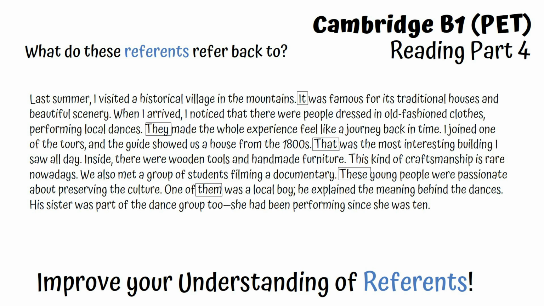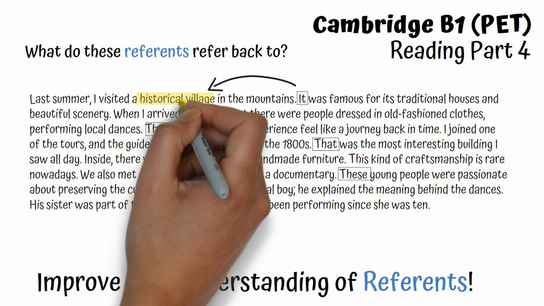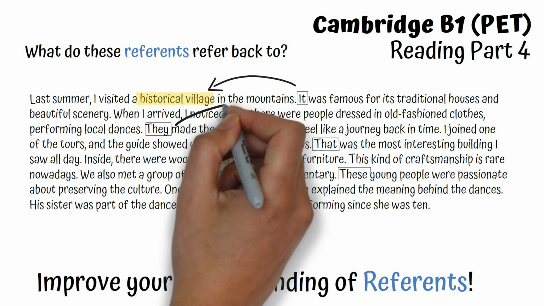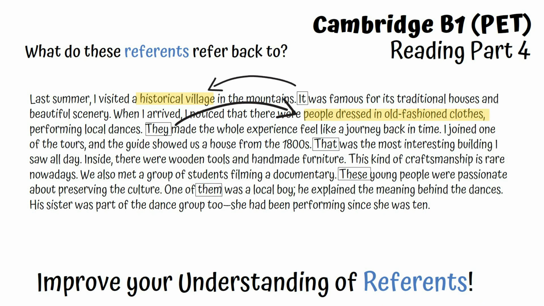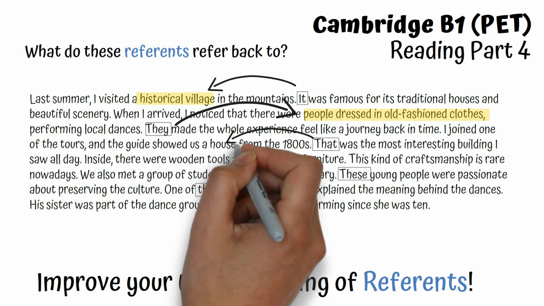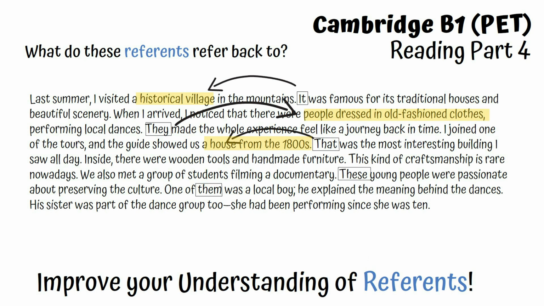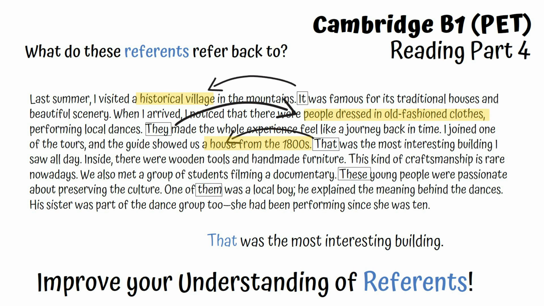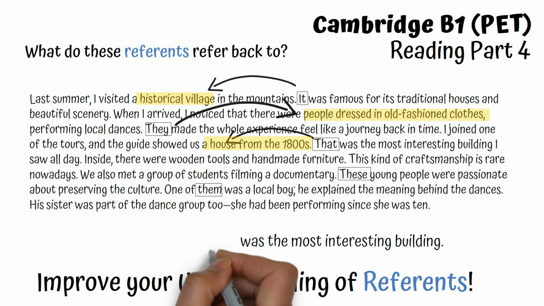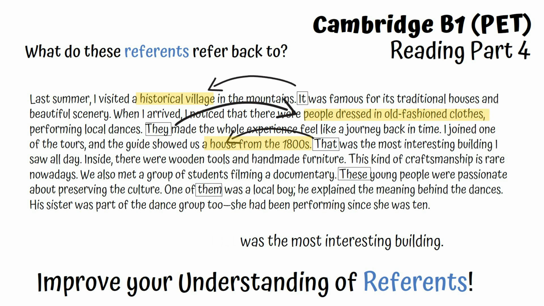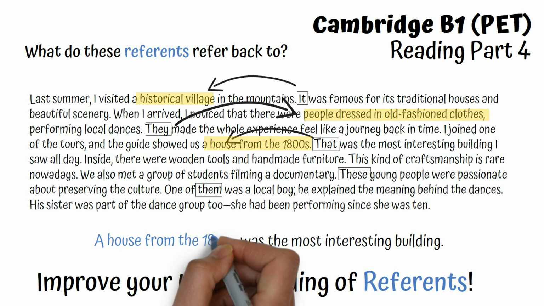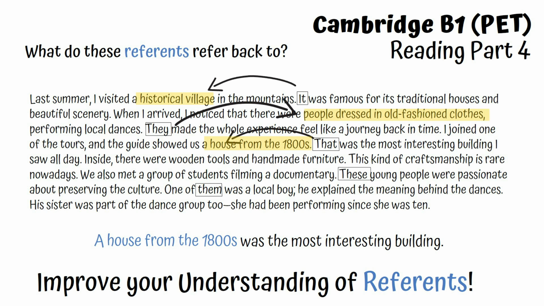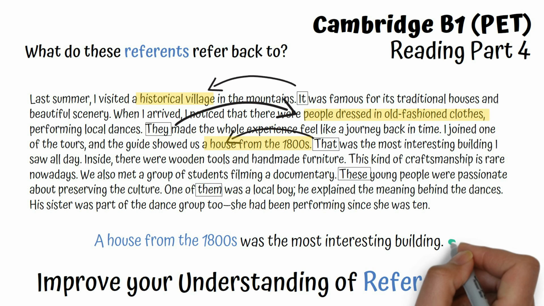For example, it refers back to a historical village. They refers back to people dressed in old-fashioned clothes. And that refers back to a house from the 1800s. You can also check that you have found the correct information by substituting the reference. For example, in the phrase "that was the most interesting building," we can rub out the referent and add the phrase from the previous sentence. A house from the 1800s was the most interesting building. You can see that this answer makes sense.